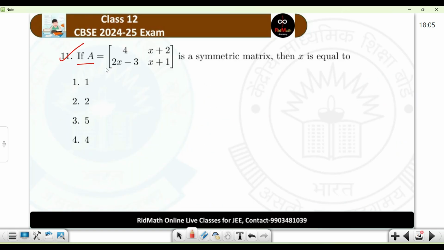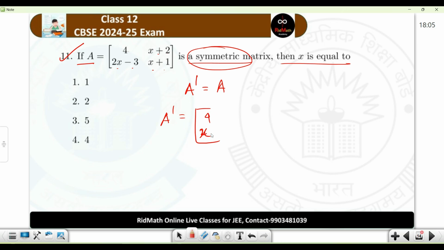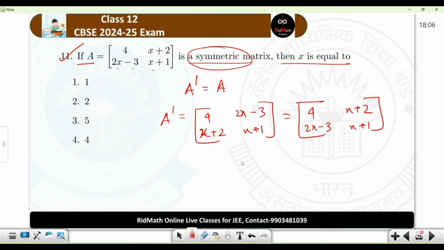Question number 11. If A = [[4, 2x - 3], [x + 2, x + 1]] is a symmetric matrix, then x equals what? What is a symmetric matrix? For a matrix, if A transpose equals A, then it is called a symmetric matrix. So what is A transpose? A transpose is [[4, x + 2], [2x - 3, x + 1]]. This is equal to A, so the corresponding elements are equal. That means 2x - 3 = x + 2. So x = 5. That means the third option is correct.